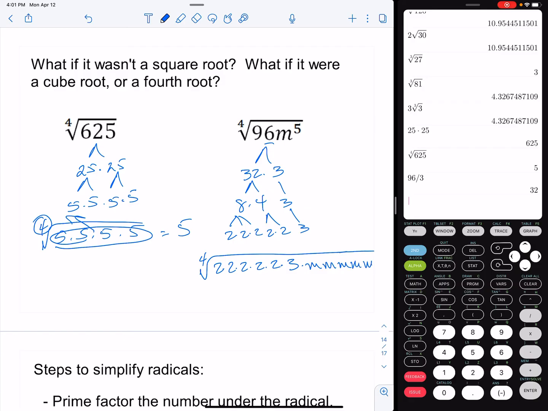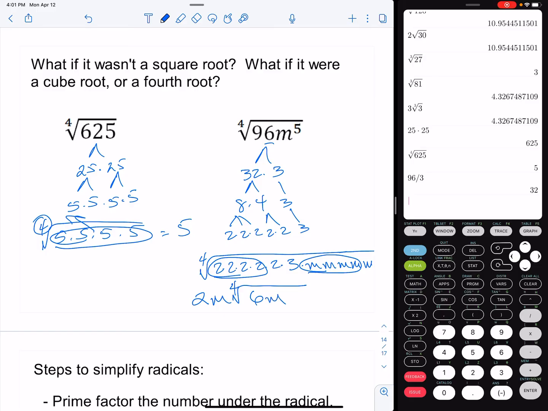Now I'm looking for 4 of a kinds. Do I have any? I've got a group of 2s. And I've got a group of m's. So we put those together with multiplication. And then we leave underneath the radical, we've got a 2 and a 3, which we put back together for a 6, and an m. And then there's my final answer.